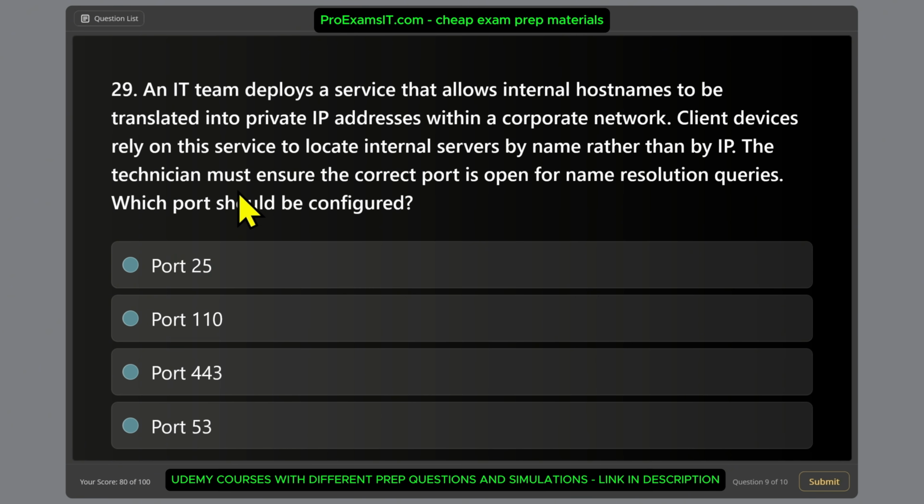Question 29. An IT team deploys a service that allows internal host names to be translated into private IP addresses within a corporate network. Client devices rely on this service to locate internal servers by name rather than by IP. So the technician must ensure the correct port is open for name resolution queries. So which port should be configured? 25, 110, 443, 53.